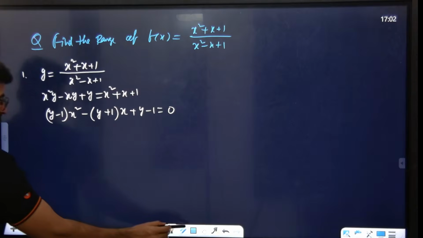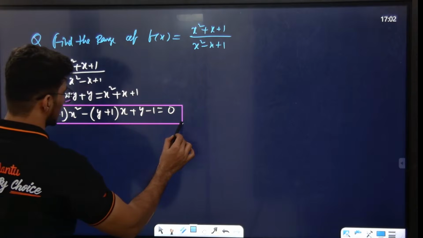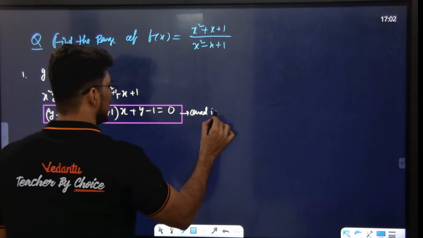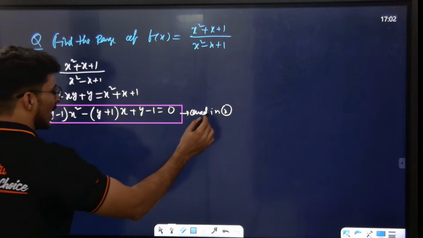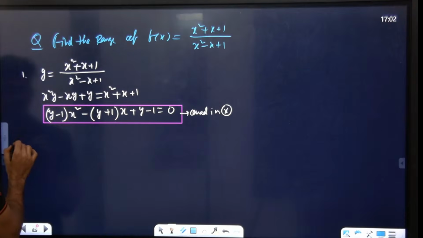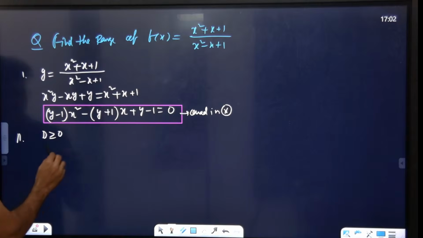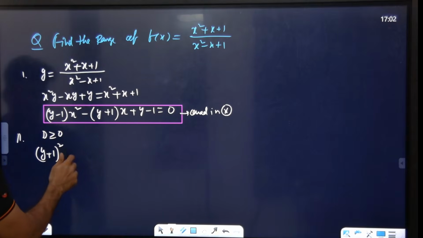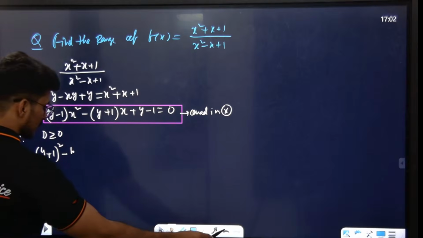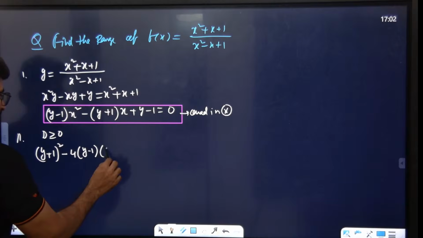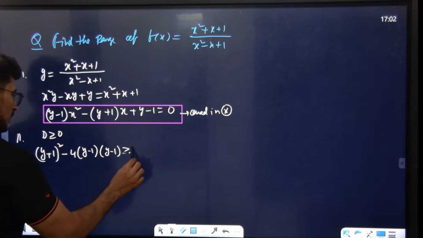So we got a quadratic in terms of x. This is the quadratic in terms of x. Check, this is a quadratic in terms of x. Now in the quadratic enna pananum, step number 2, discriminant greater than or equal to 0 pananum. Discriminant greater than or equal to 0 panna enna varum? So minus of y plus 1 whole square, b square minus 4ac greater than or equal to 0.